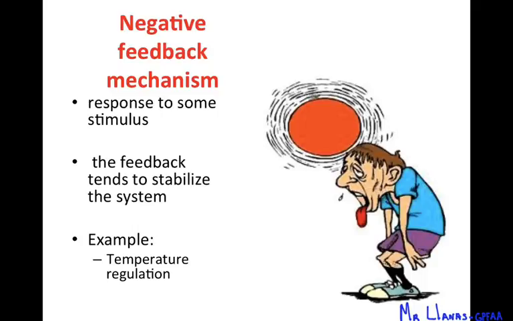There are two ways that our body keeps us at equilibrium, and one of them is called a negative feedback mechanism. This is where your body responds to stimuli. Think of a thermostat in your house or in the classroom, right? You set it at 70. If it gets too hot, then the AC turns on to bring it to 70, right?